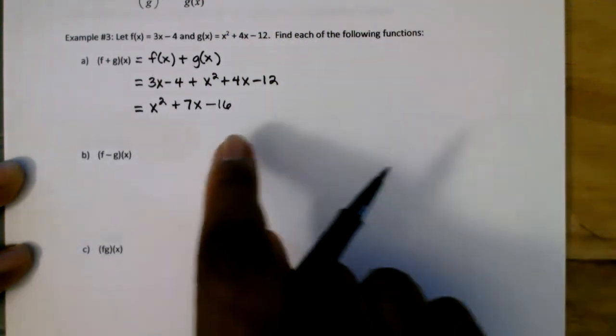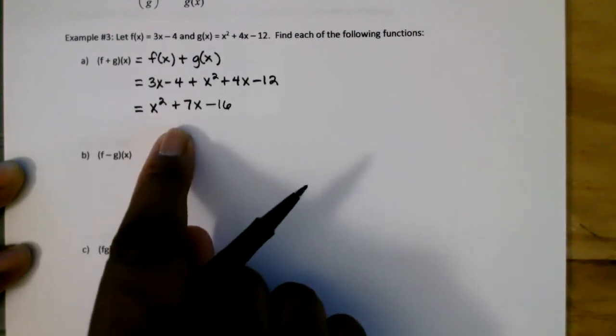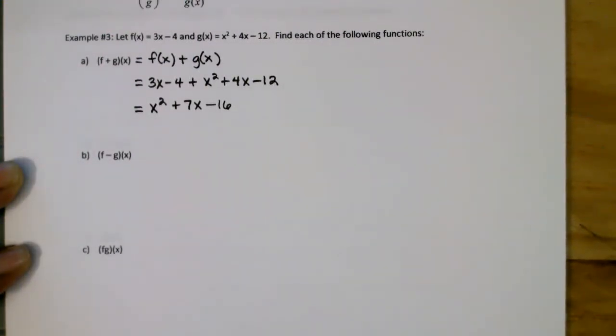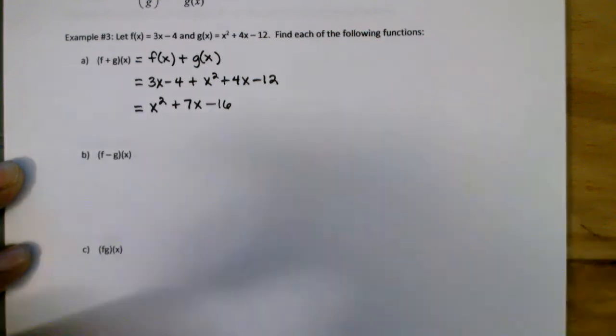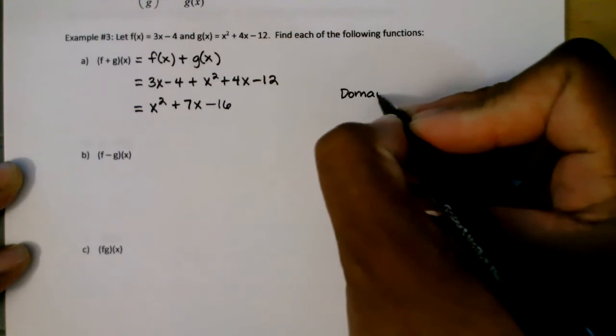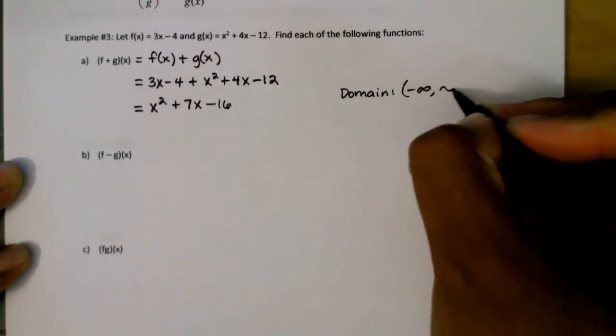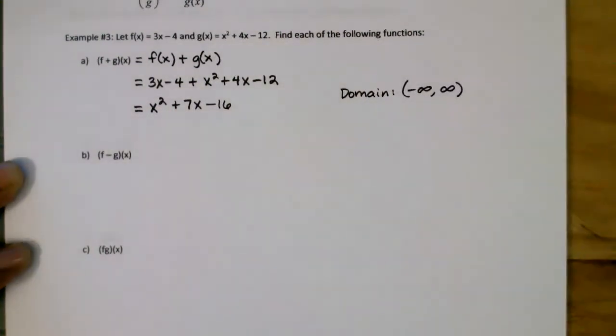Okay, now our sum is a polynomial function. That means any x value that you assign to it, you're going to get a value for f plus g of x. So since it's a polynomial function, its domain is this. In interval notation, negative infinity to infinity. So that's your domain for the sum of those two functions.